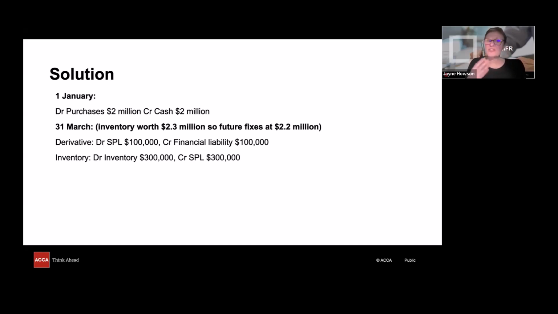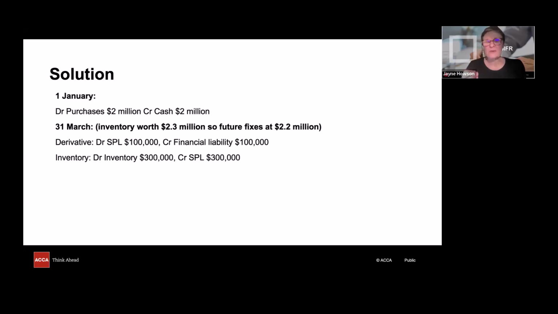Now, it means that the derivative is losing me value. At the moment, I could sell that gold for 2.3 million, but the future fixes that for me at 2.2. So it gives me a liability of 100,000, the difference between the two values. And the other side of the double entry is going to be shown as a loss.